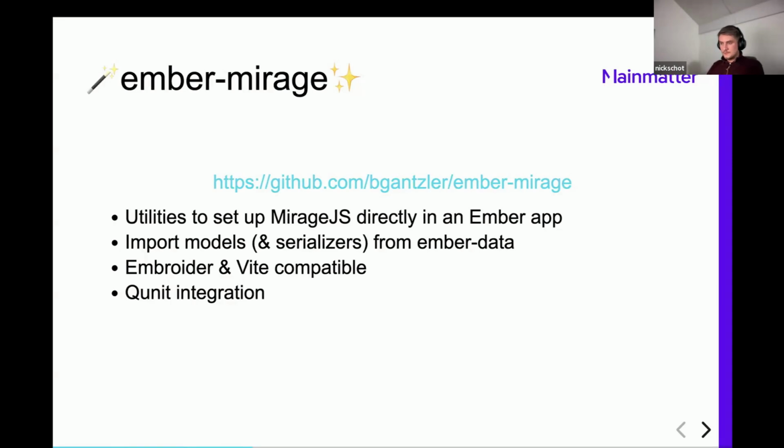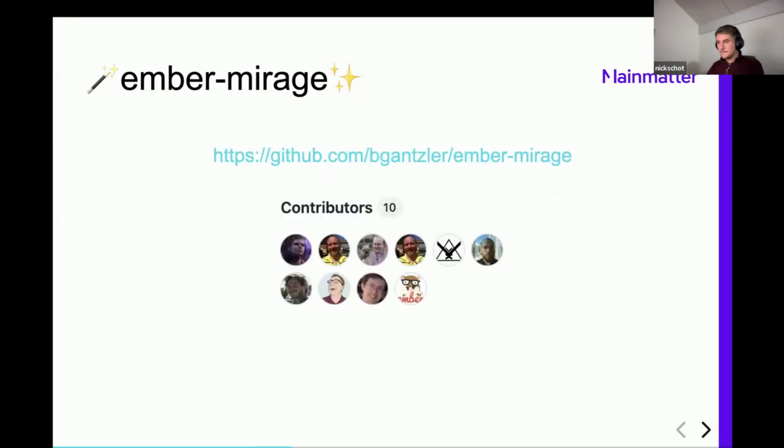Some of the utilities that are provided are around Ember Data. Do note that this is mostly around classic Ember Data, not all the fancy WarpDrive stuff that Chris has been showing. Although it shouldn't be very hard to support those either, I think. Ember Mirage is Embroider and Vite compatible. And apart from the Ember Data related utilities, it also provides QUnit integration.